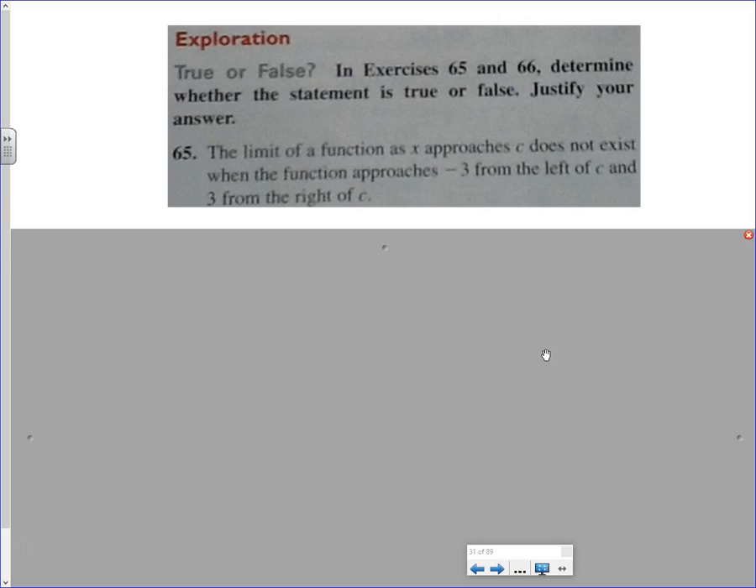Justify. Ooh, justify. Something great that shows up on FRQs. Why am I saying FRQs? Because we're starting on calculus. And whenever I start on calculus, I start talking about the AP test. But don't worry. It's a long way away for you guys. It's next Tuesday for them.